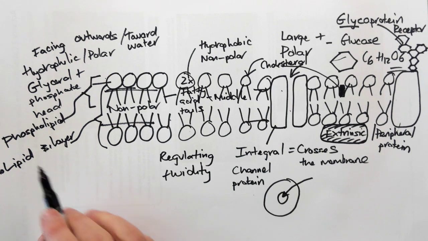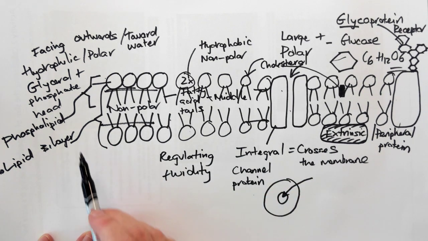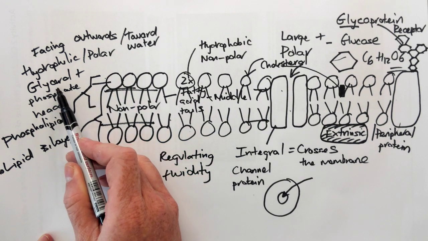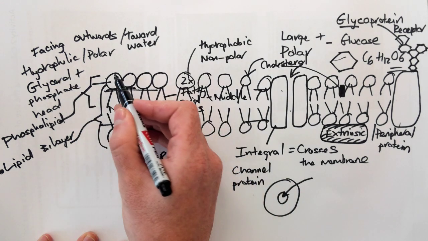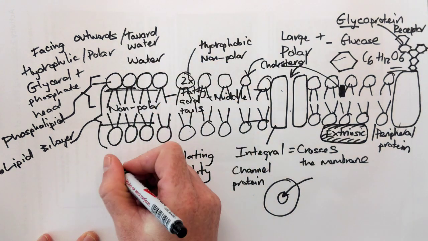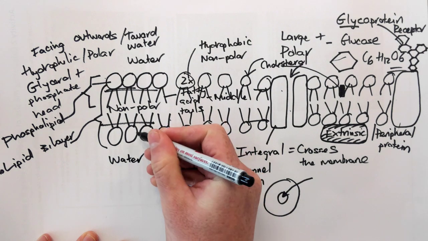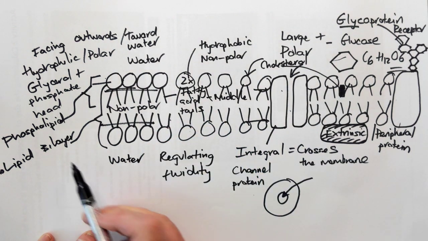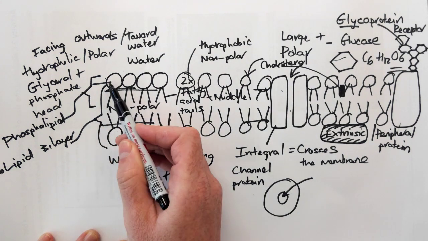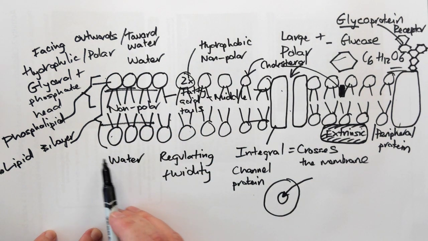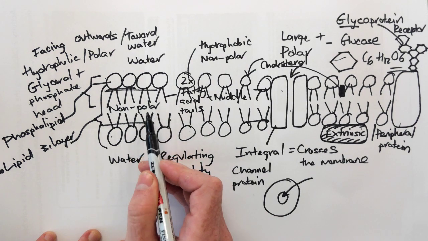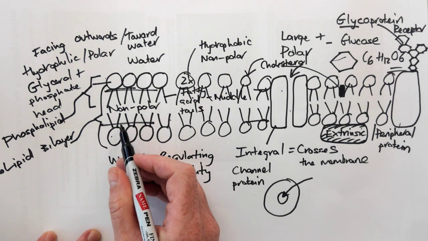Okay, so I've added a lot of detail to it. We've got our phospholipid bilayer made up of phosphate and glycerol head that's hydrophilic, that points towards the water that is outside the cell and points towards the water that's inside the cell. We've also got our lipid bilayer, because it's two layers of these phospholipids, with the fatty acid tails, which are non-polar, or we could say hydrophobic.